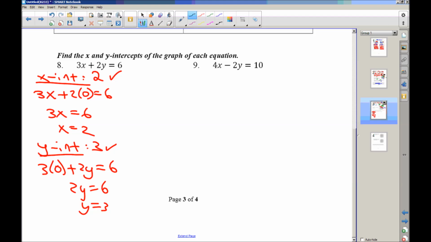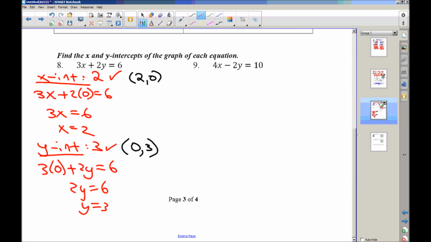Now remember, x-intercept of 2 corresponds to the place where it crosses on the x-axis. So that's really the coordinate (2, 0). And this guy, the place where it crosses on the y-axis, is really the coordinate (0, 3). Okay? All right, number 9.